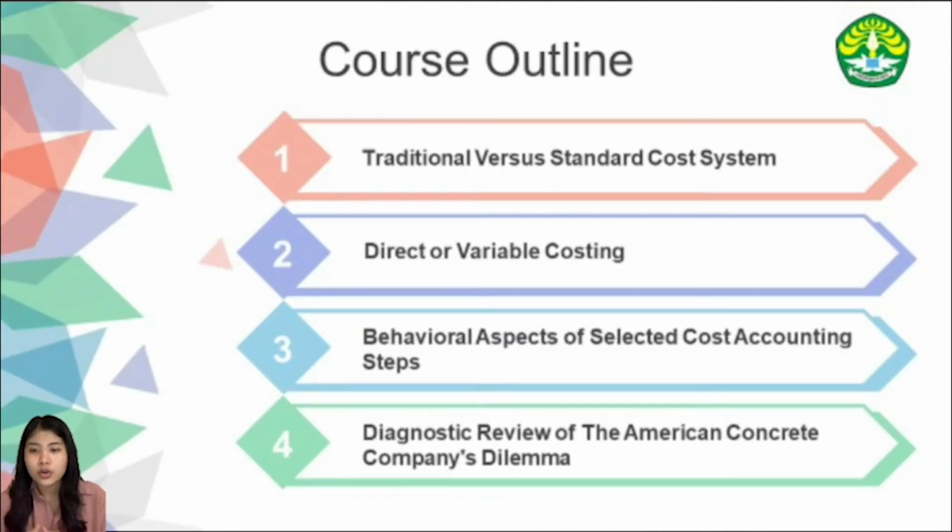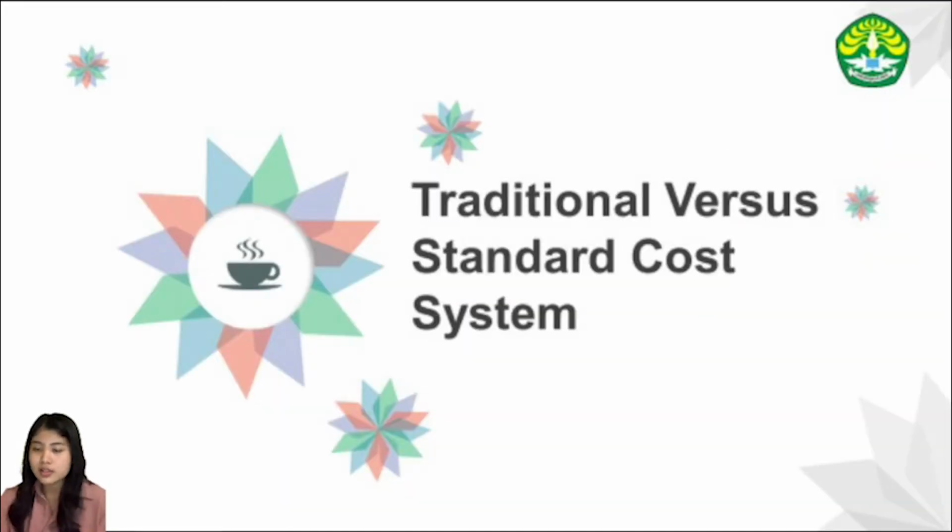Here in this topic, we have the course outline, which consists of 4 topics. The first, we are going to talk about the traditional versus standard cost system, and then it will be continued by talking about the direct or variable costing. And then the third, there is behavioral aspect of selective cost accounting steps. And the final course outline is going to be diagnostic review of the American constraint company's dilemma. Well, we start from the first course outline. It is talking about traditional versus standard cost system.